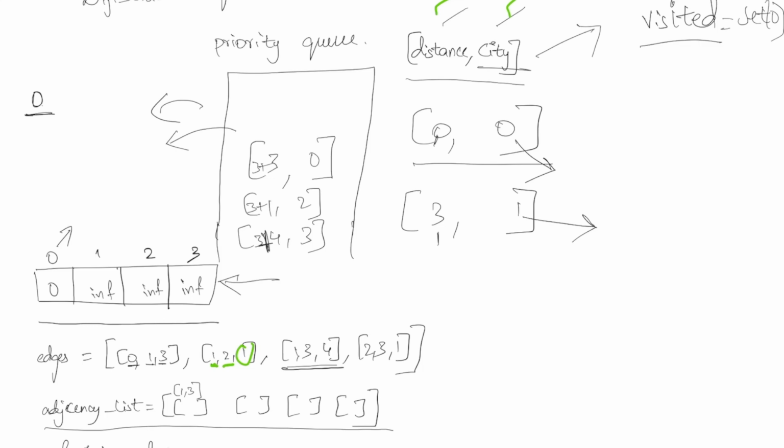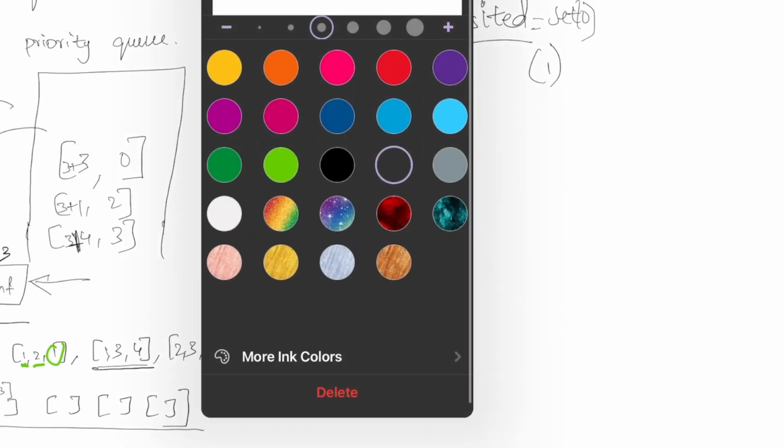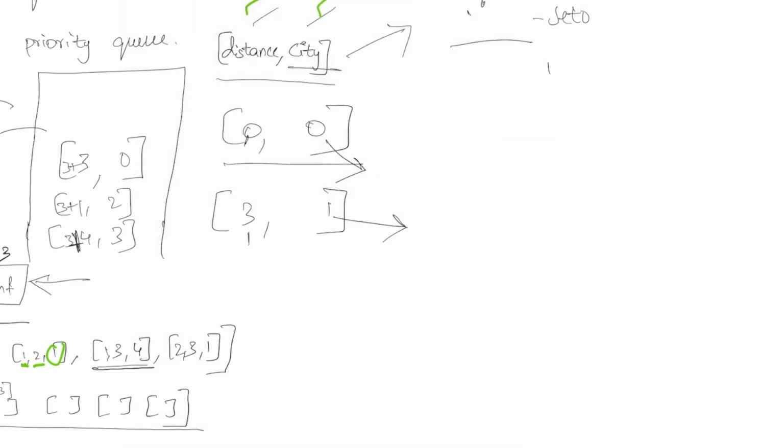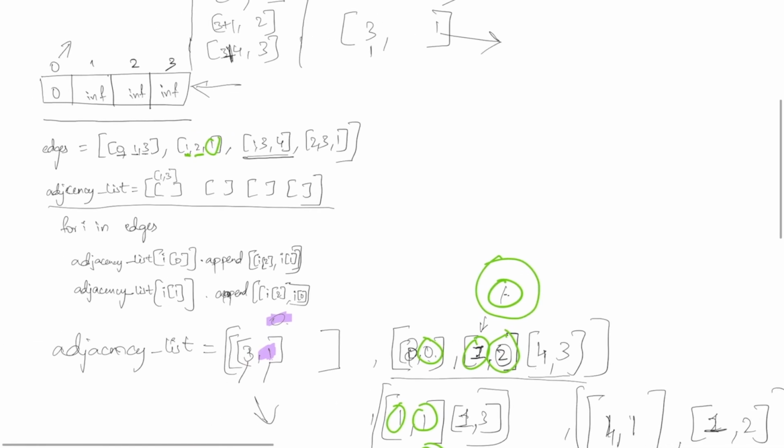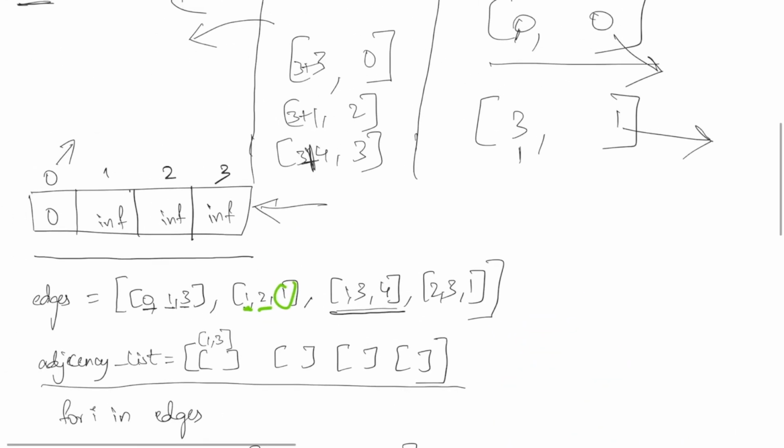We have already popped 1 as well, right? We'll add it to the visited set. Now the visited set will have 0 and 1. Now try to update. From 0 you can go to 1 with a distance of 3. You will update 3 here. That's what we popped and got, right? We'll update there. Now we'll pop the least distance thing.